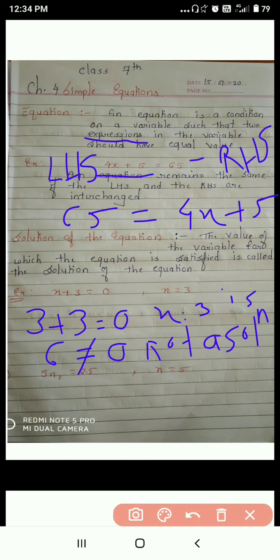Here we have to keep x equal to 5. So after keeping 5, what value will we get? See, 5 multiplied by 5 equals 25. 25 equals 25. Here you can see that LHS is equal to RHS. So here we can say that x equal to 5 is a solution of the equation, or the equation is satisfied when x equal to 5.